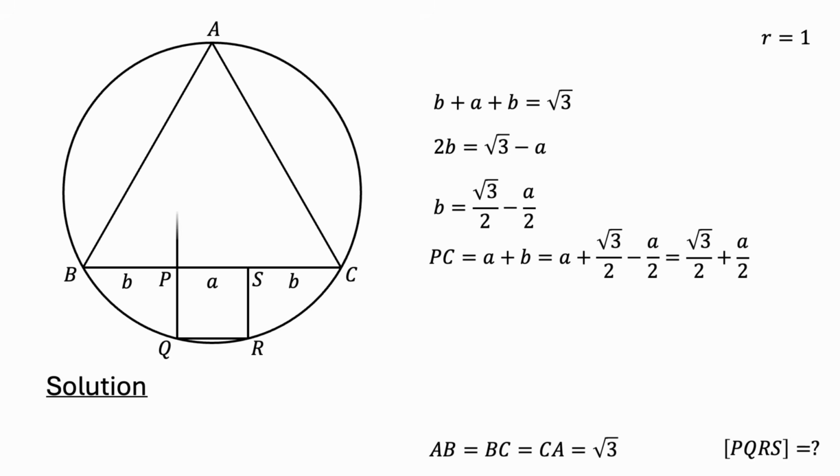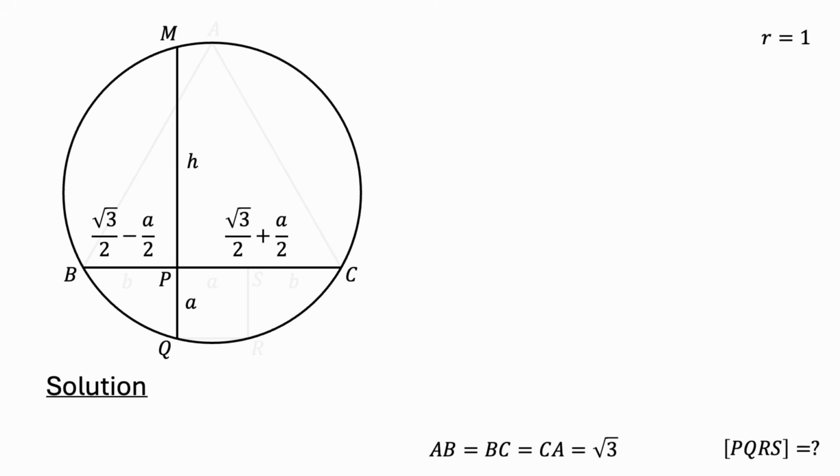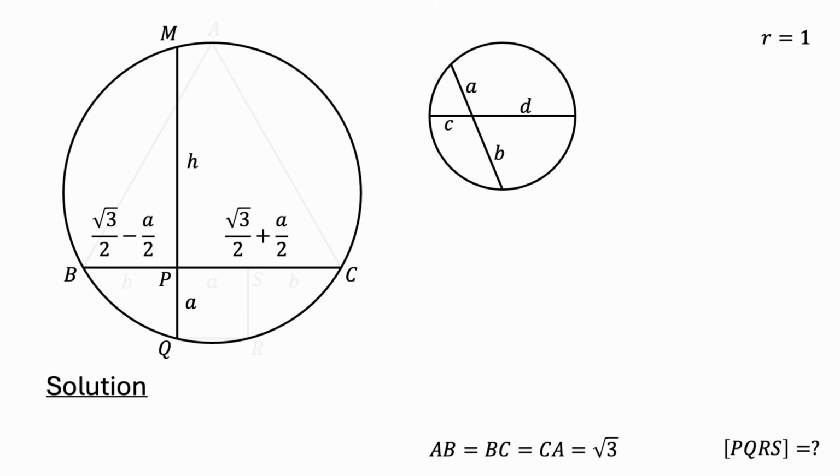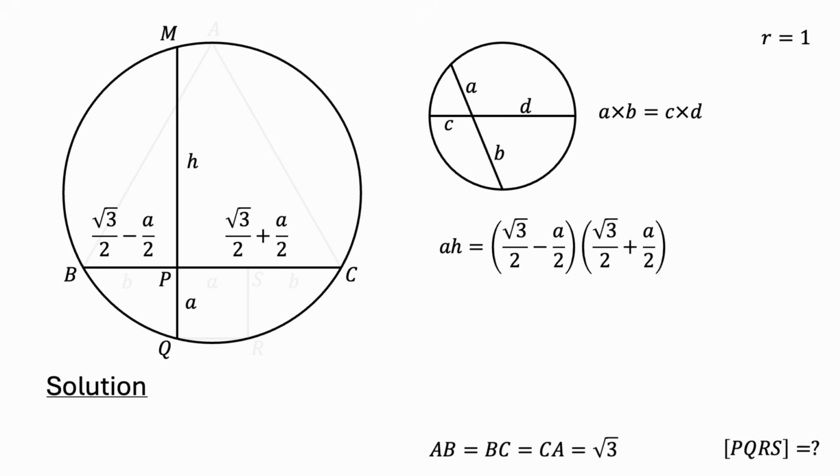Following this, extend QP to meet the circle at M. Denote the length of MP as h and then consider the lines MQ and BC and the circle. Let us apply the intersecting chords theorem. Given a circle with two intersecting chords, the theorem tells us that a times b equals c times d. By the intersecting chords theorem, we have ah equals square root 3 over 2 minus a over 2 times square root 3 over 2 plus a over 2, which simplifies to ah equals 3 over 4 minus a squared over 4.